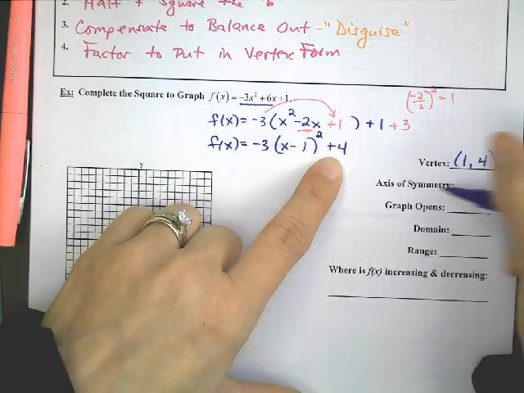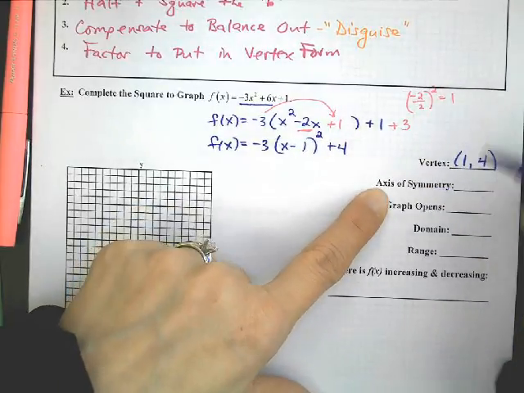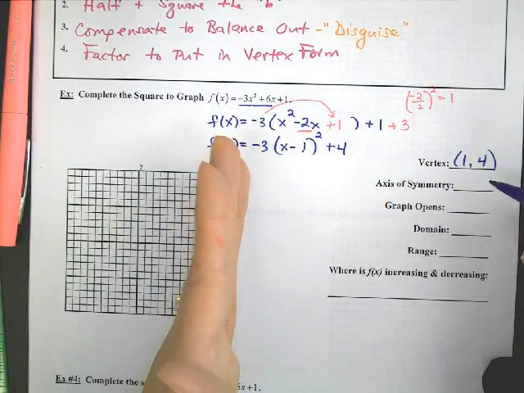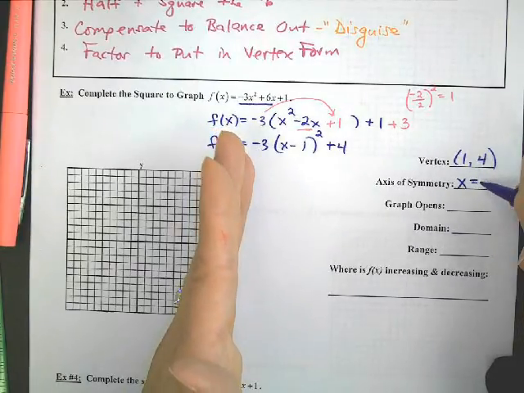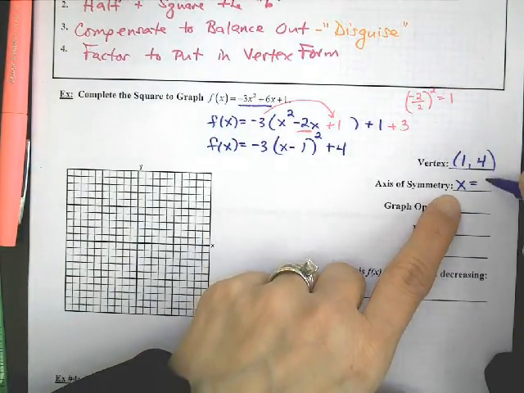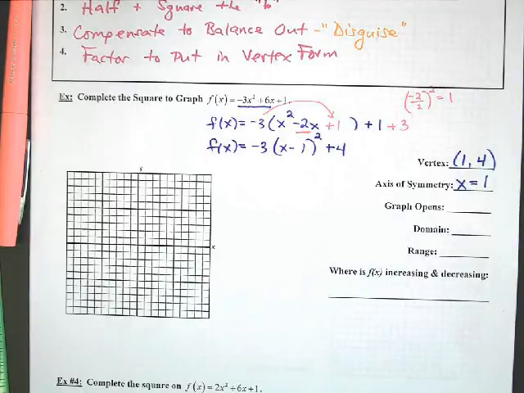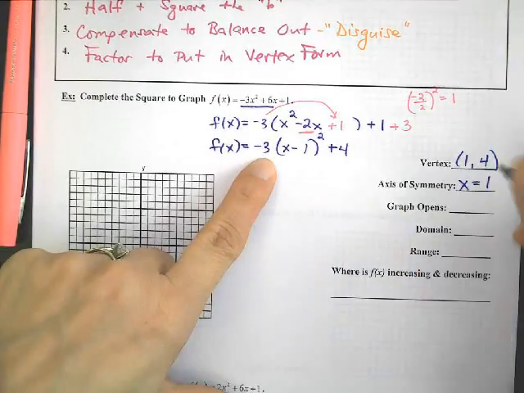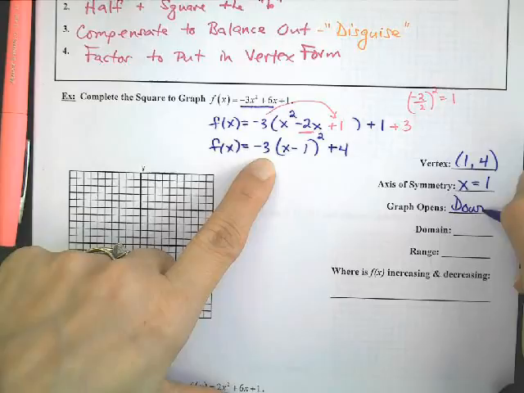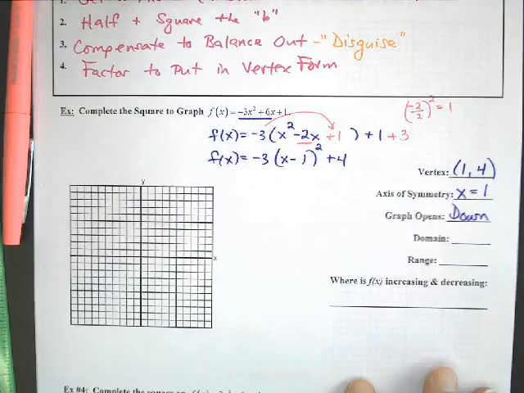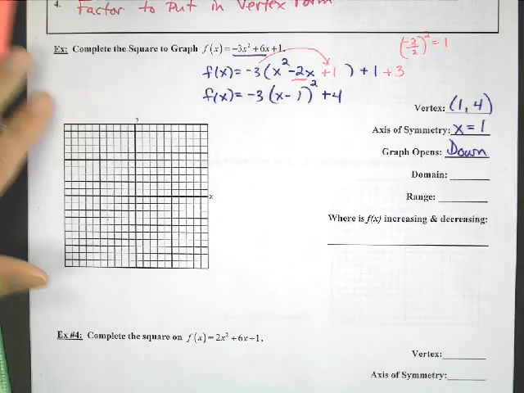Without even seeing the graph yet, why don't we see if we can state the axis of symmetry? I know it's always going to be a vertical line, so it's x equals, and it's going to go through that h value. This graph opens down. Let's go draw the graph, and then we can talk about increasing, decreasing, and what's going on with it.